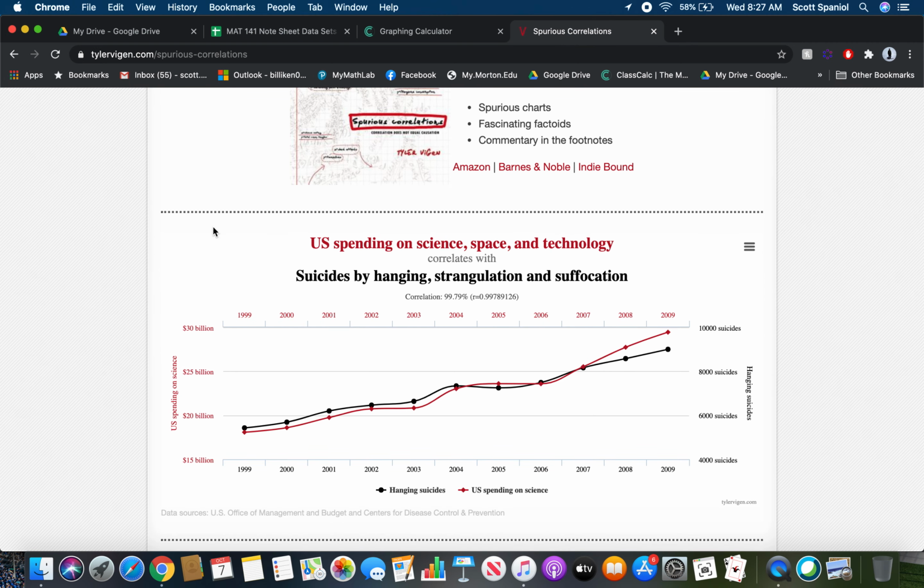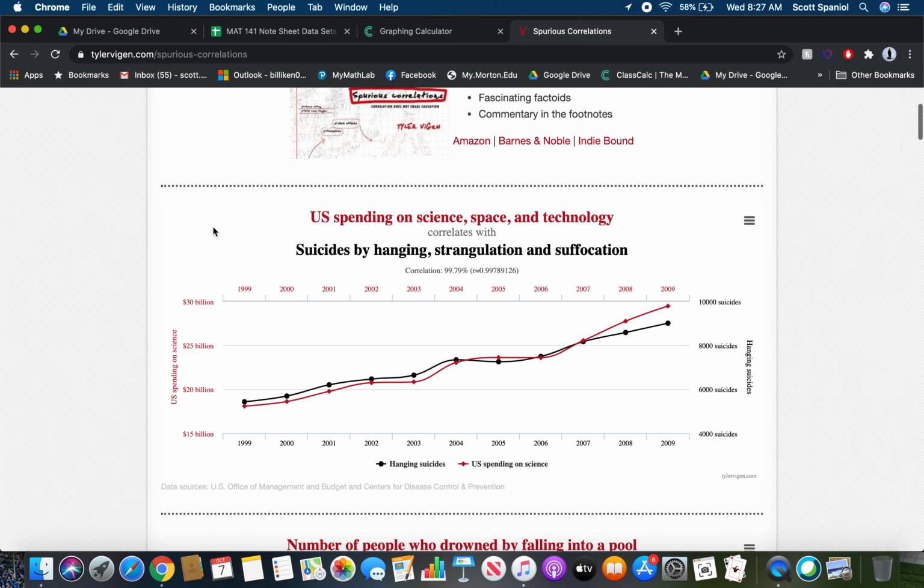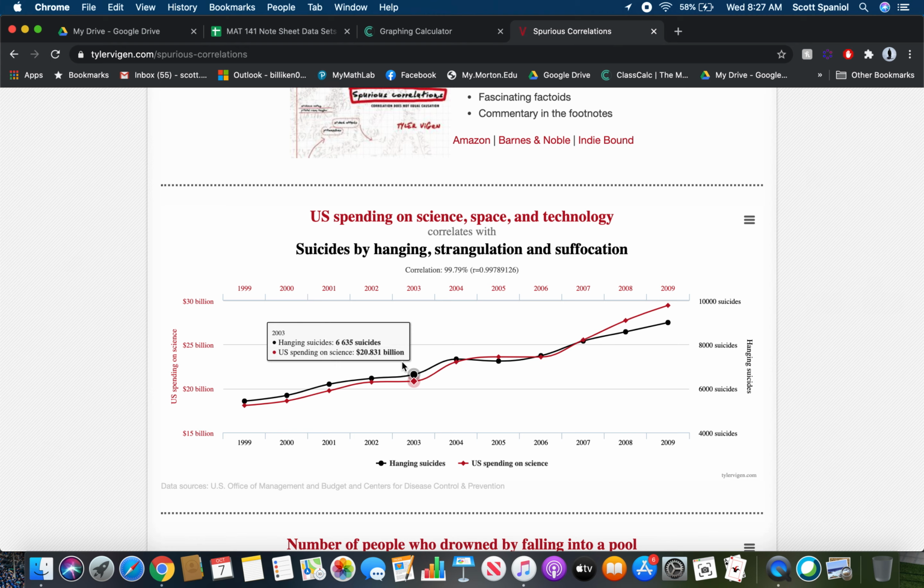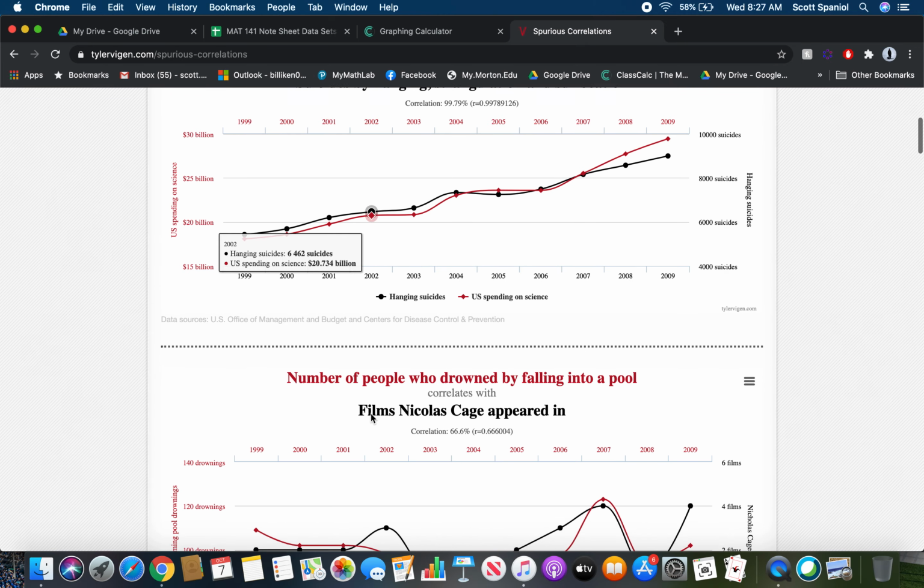These are going to be really weird. I just Googled this right now. So, U.S. spending on science and space technology and suicides by hanging, strangulation, and suffocation. They have a very strong correlation. They are not at all actually related to one another.